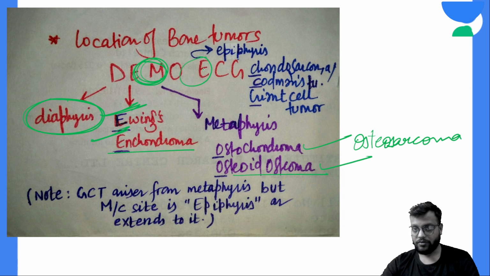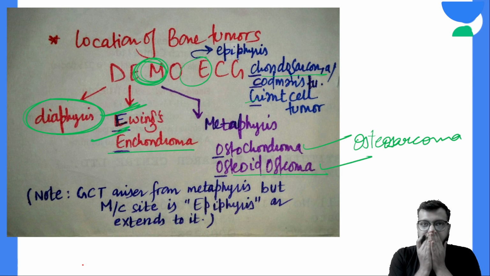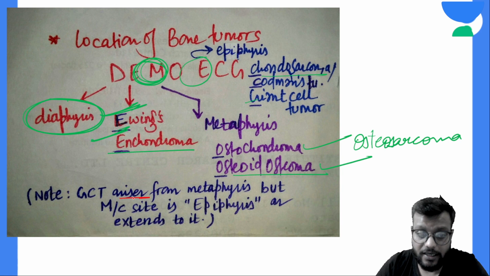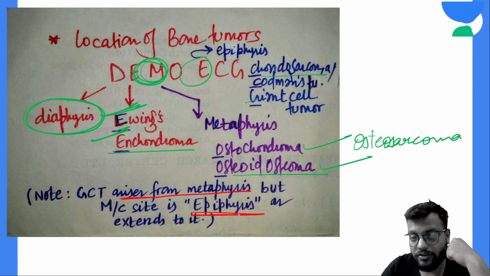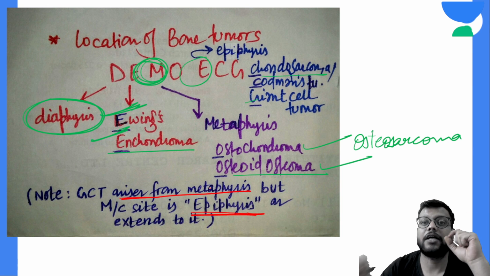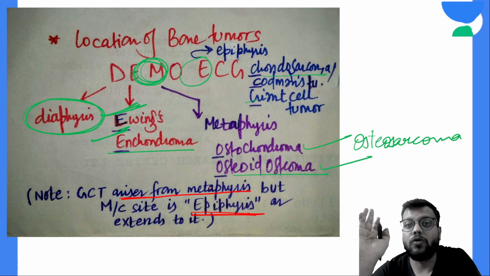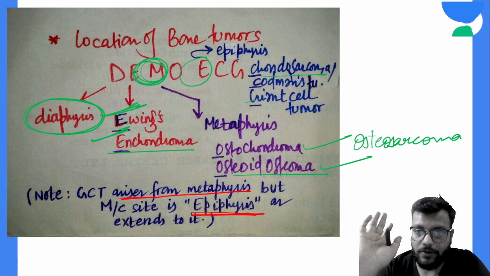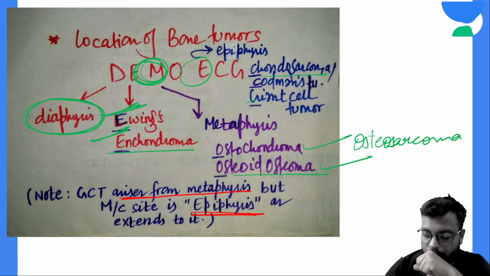Okay, especially the giant cell tumor, the chondrosarcoma etc. Giant cell tumor has a peculiarity that you should know, that's why you should read the question very carefully. Okay, so giant cell tumor arises from the metaphysis, and the most common site or extent is your epiphysis. And remember, giant cell tumors are seen only after the fusion of epiphysis. Remember this. This is very important.